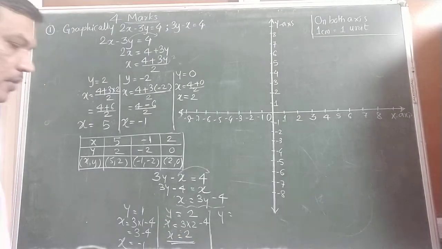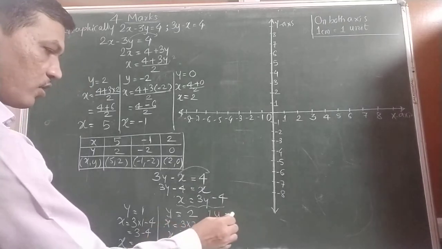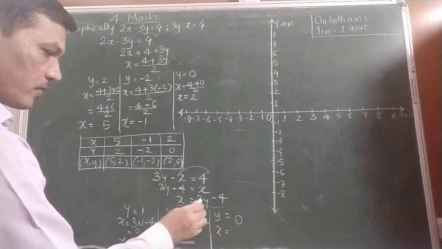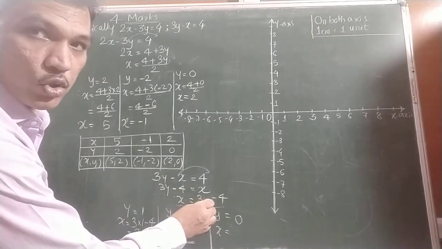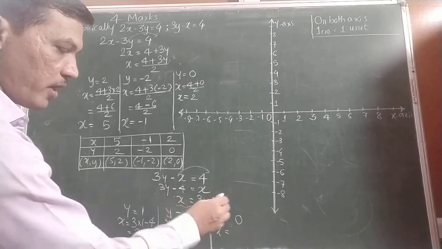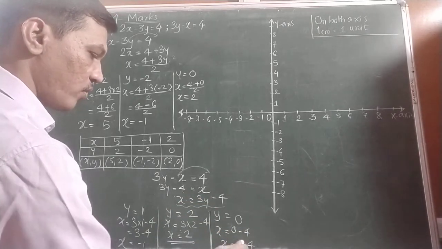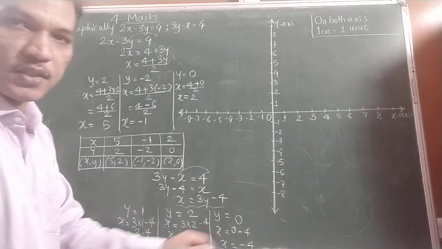Okay. Now the last value, I can take y is equal to 0. So x will become 3 times 0 minus 4. 0 into any number is 0, right? 3 times 0 is 0. So 0 minus 4 is nothing but minus 4, without fail. Minus 4 is very important. So these are the 3 values.